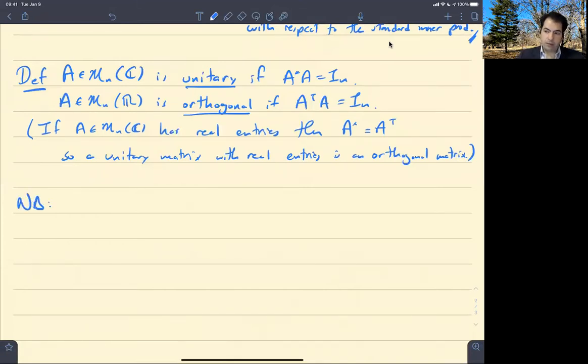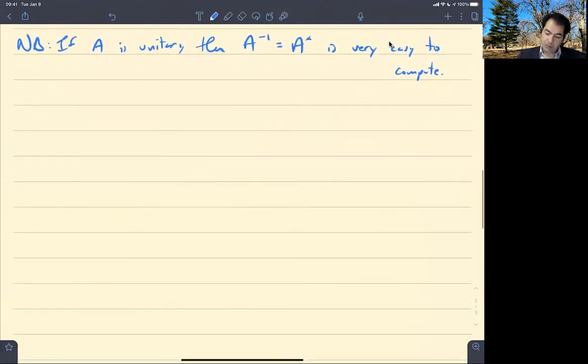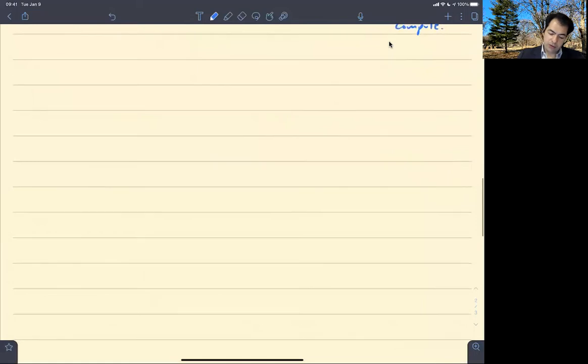Right, and the thing to note, as we already noticed, if you have a unitary matrix, then the inverse is the adjoint. So it is very easy to compute. Okay, let's do an example. Let's look at the 2x2 matrices.